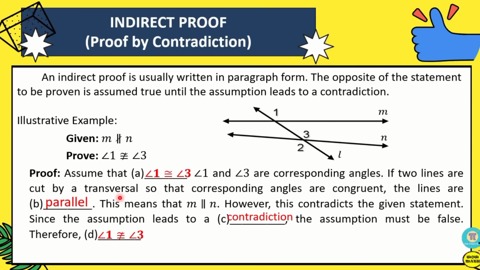So, as you can see, yung ating statement, ating proof is the opposite of the statement to be proven, which is assumed true until the assumption leads to a contradiction. So, magbibigay ka ng mga statements na kukontrahin mo siya, okay? Kaya, ito kasi ang ipoprove natin dyan. Okay? So, pwede kang gumamit ng mga, ayan nga, since this is an example of parallel lines cut by transversal, pwede mo siyang gamitin. Okay?